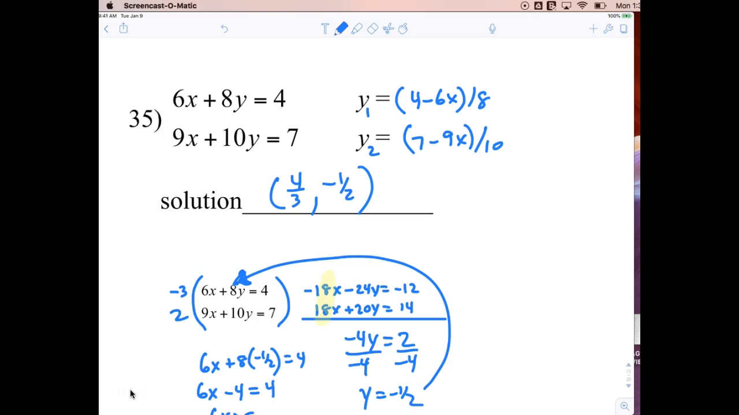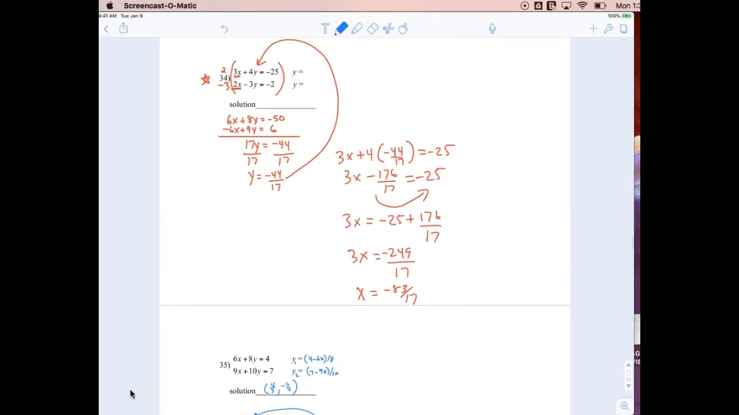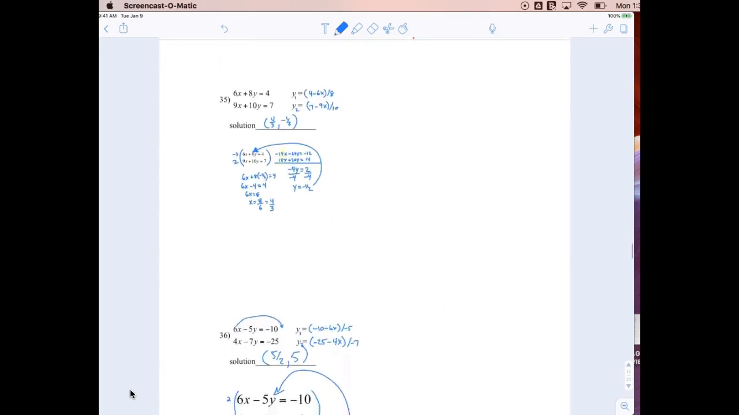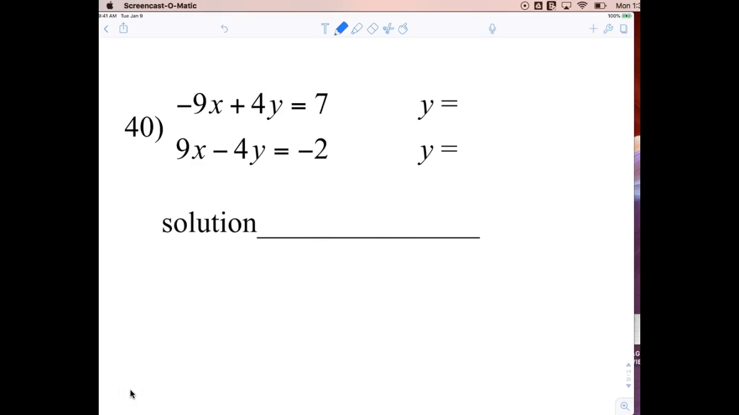Does anybody else want me to do another one? Let's just try 40. Everybody go to 40. Everybody look at 40, please. Now this one should be pretty easy for you, right? Because we can just what? Add them right up, right? So if I add them right up, come on. What happens here? And here? Cancel. So 0 equals 5. Which is what?